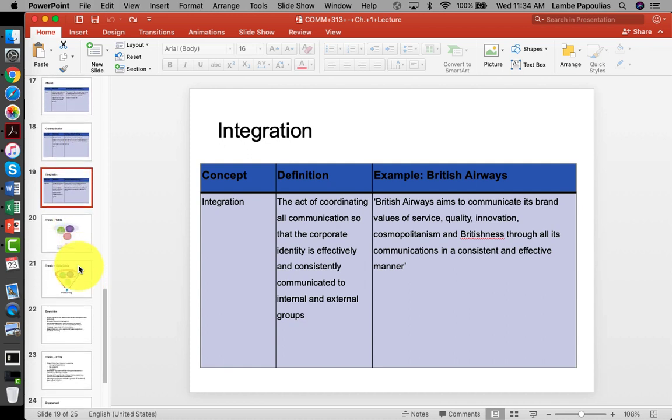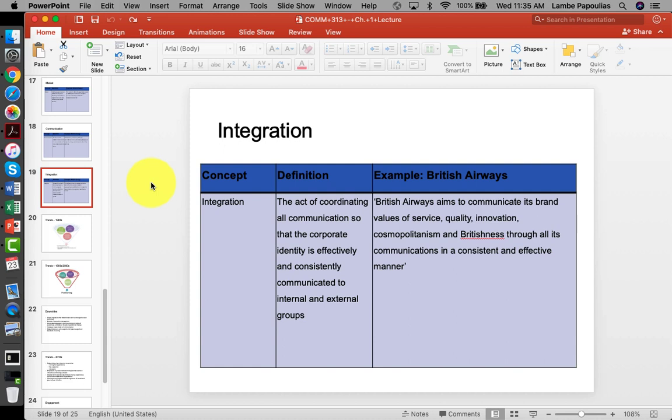And integration, finally, is the act of coordinating all communication so that the corporate identity is effectively and consistently communicated to internal and external groups. How are you going to integrate this? With British Airways, they aim to communicate its brand values of service, quality, innovation, cosmopolitanism, and Britishness through all its communications in a consistent and effective manner.